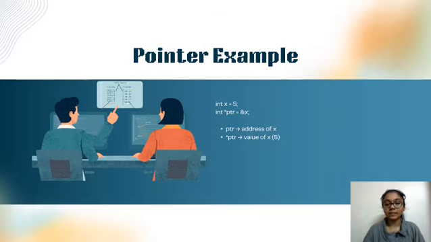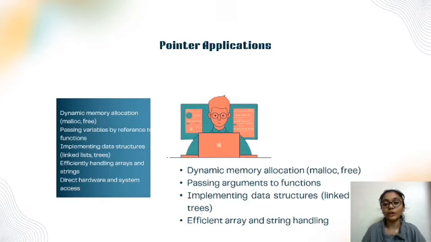In this slide, I'll be explaining a pointer example. In this example, we store the address of the variable x in a pointer using the star symbol. We can access the value stored at the address. This is called dereferencing. In this slide, I'll be explaining pointer applications. Pointers are very powerful. They are used for dynamic memory allocation, passing variables to functions efficiently, and creating data structures like linked lists, trees, etc.